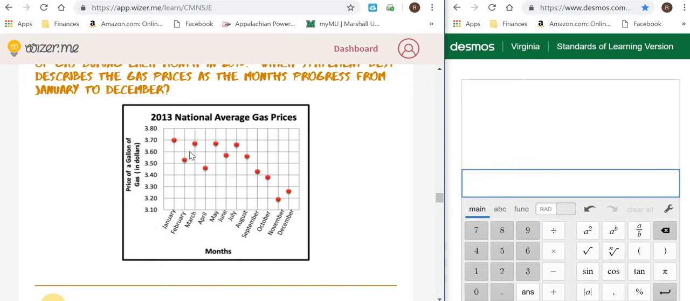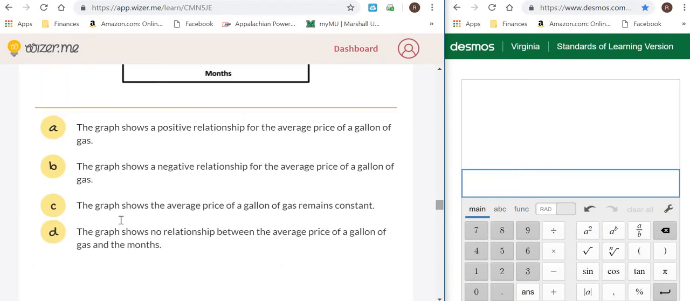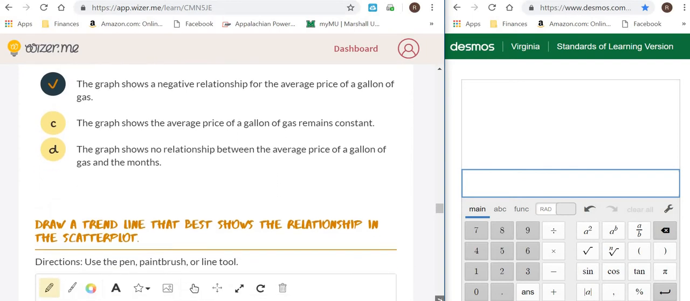So if we look at this, and if we could draw a trend line, we'd go right through here. It looks like to me that is a negative relationship. As you move further along in the year, the gas prices actually drop. So it's a negative slope, a negative relationship. All right, so let's look at the next one.